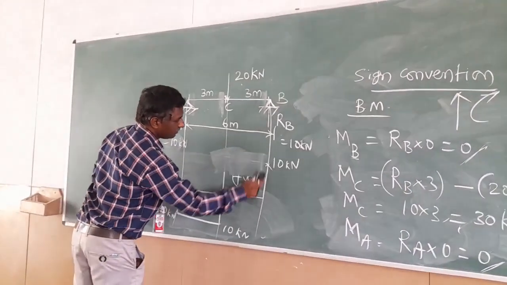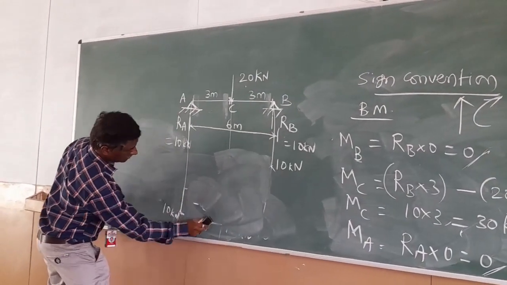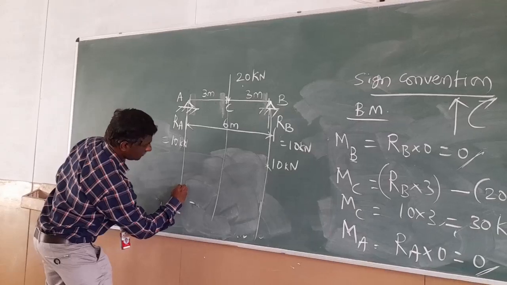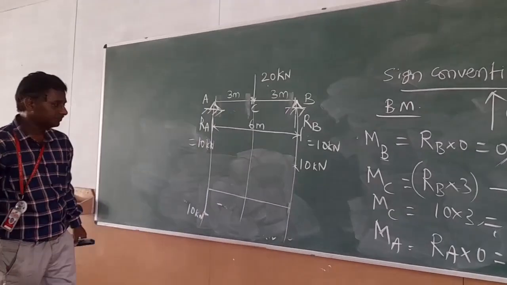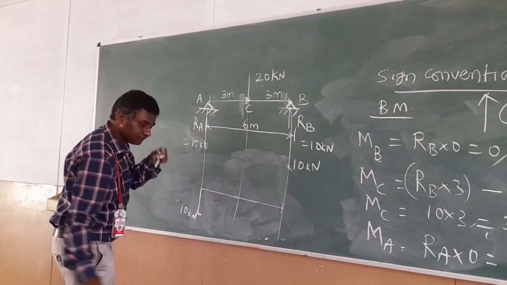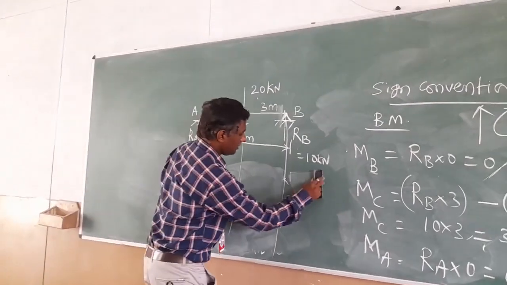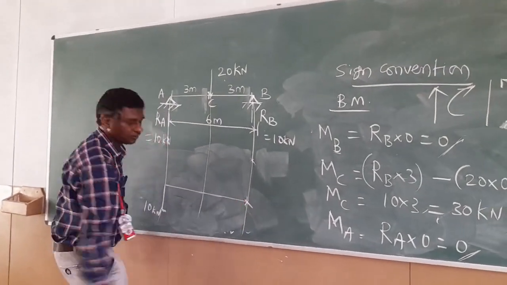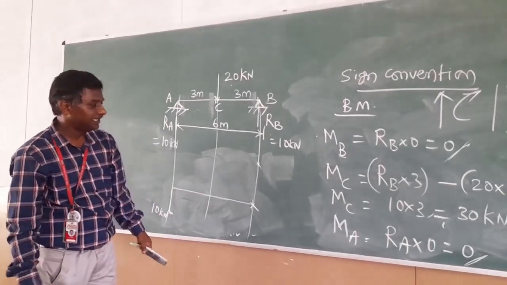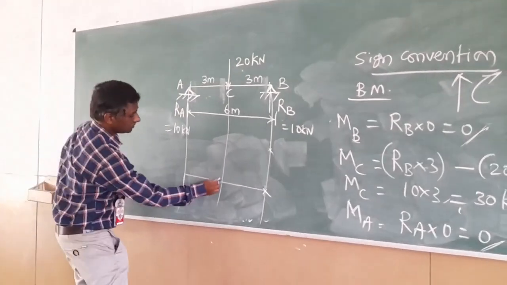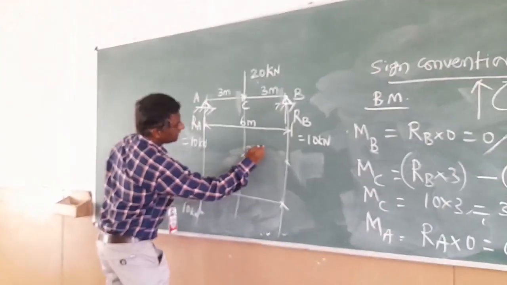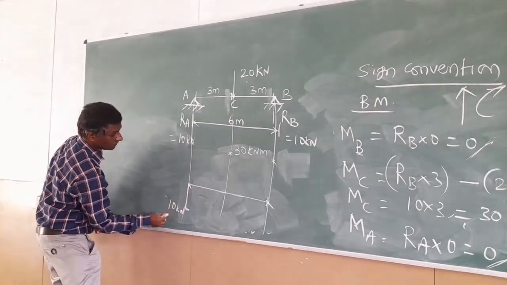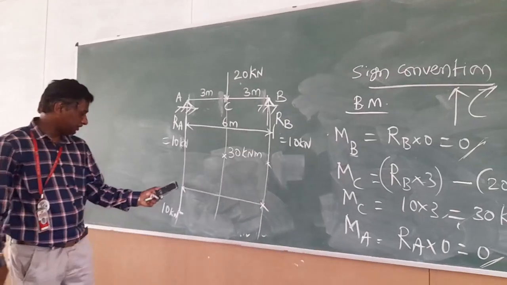Okay. Now here itself I will draw. Just extend. So this is the zero bending moment line. So at point B, MB is equal to 0. M at point C is 30 kNm, that is a positive value. So from this, here 30 kNm, and at MA, that is equal to 0. Okay? So the zero line.